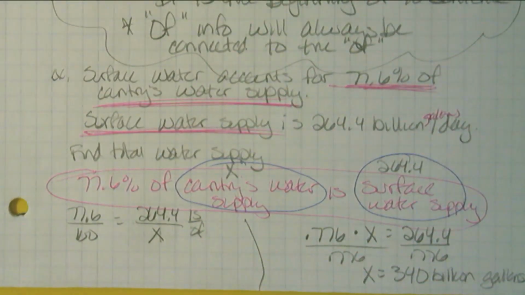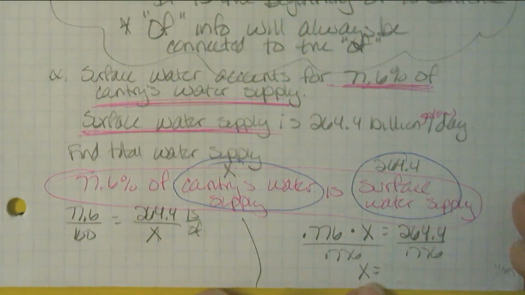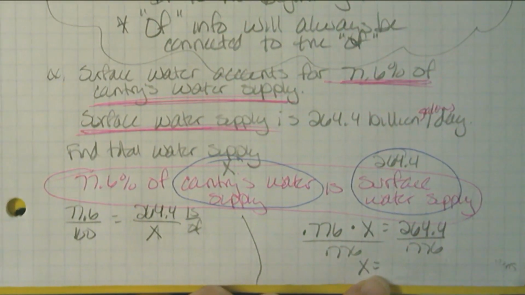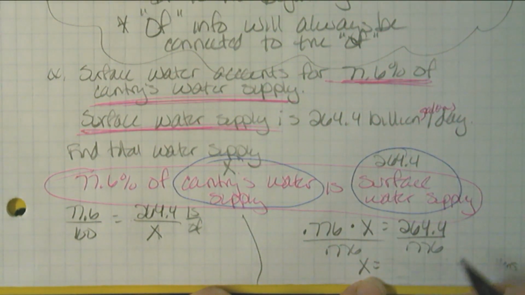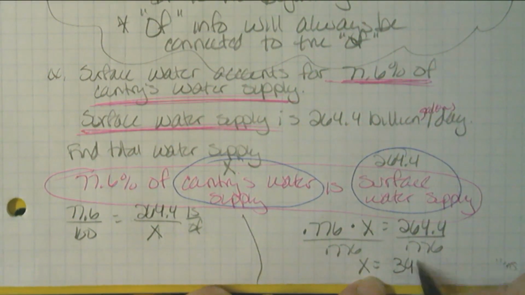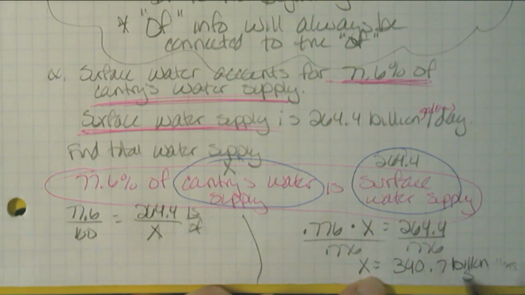All right, I just want to make sure we did this right. So we have 264.4 divided by 0.776. That's not exact, Jacob. So you guys are using your calculators. All right, since these are rounded to the nearest tenth, Colin, sit up. Since this is rounded to the nearest tenth, our answer needs to be rounded to the nearest tenth. So this is actually 340.7 billion gallons.